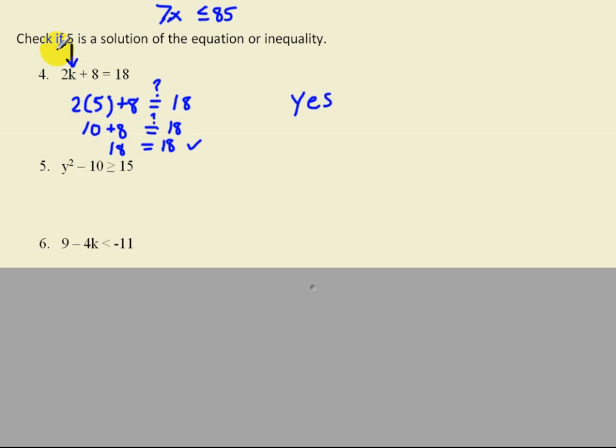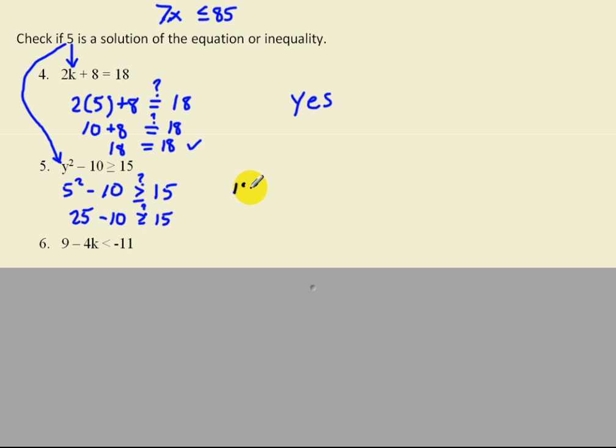Now if we substitute 5 in place of y, what happens? So we're going to have 5 squared minus 10, and we want to know, is that greater than or equal to 15? This will give us 25. We apply the exponent first. 25 minus 10, is that greater than or equal to 15?